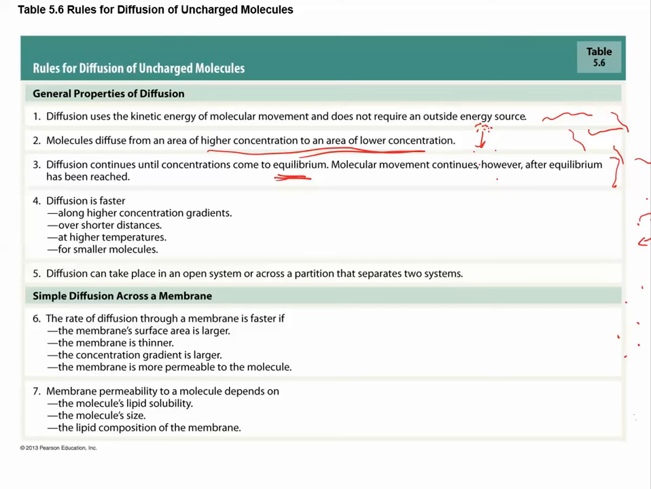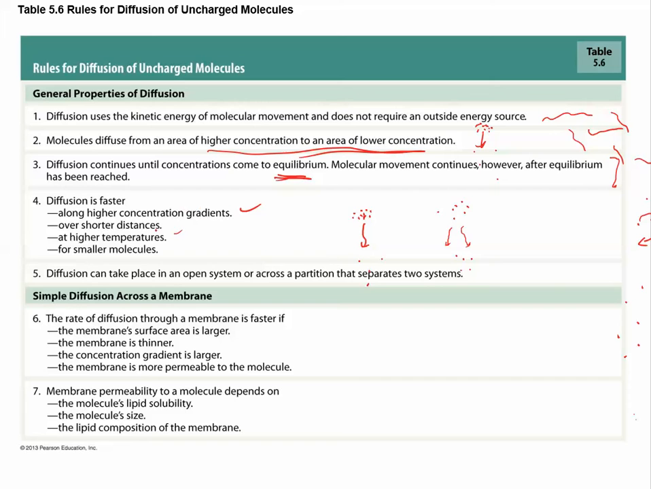So on average, everything is pretty much evenly spaced when it's at equilibrium. Okay, diffusion is faster, and we just went through this, with higher concentration gradients. If you have a higher concentration gradient here than here, it will diffuse more quickly. If we have less of a concentration gradient, it will still diffuse, but it'll diffuse more slowly. Okay, so over shorter distances, we mentioned that.